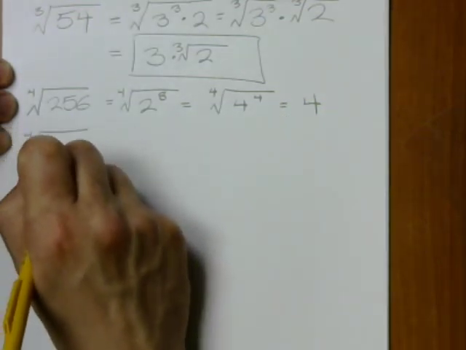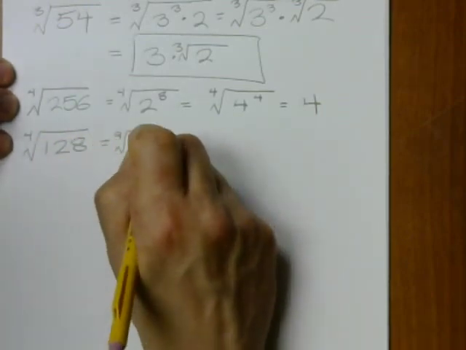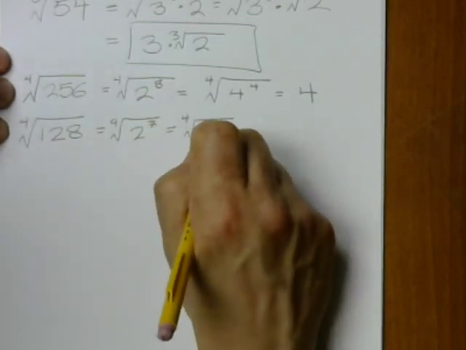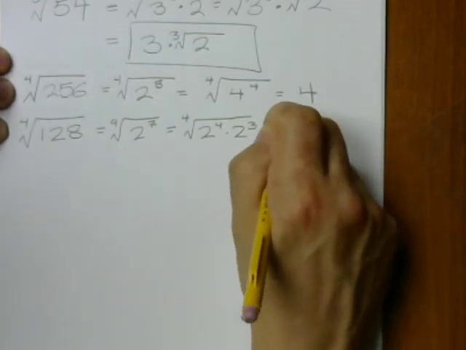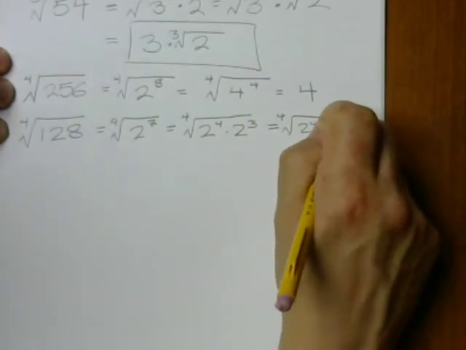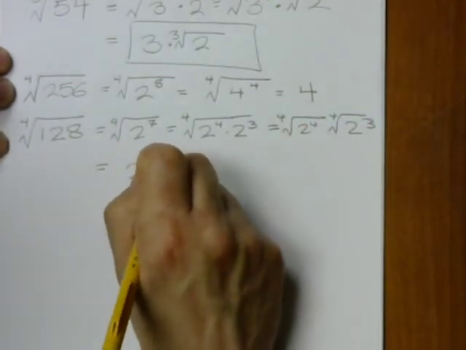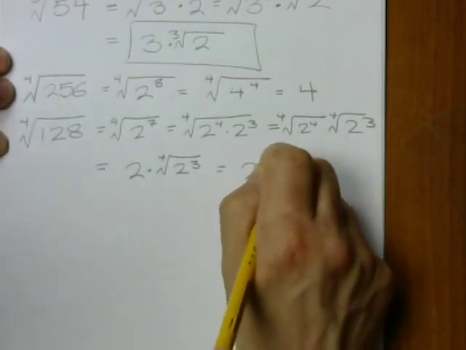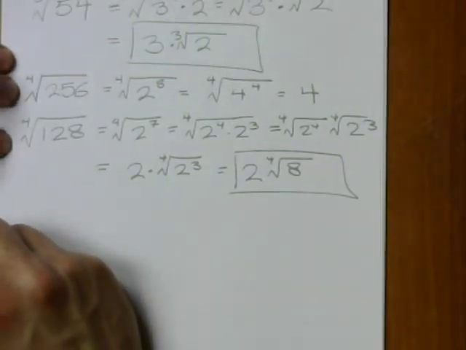If I want the fourth root of 128, though, what do I want? Well, this is going to be 2 to the 7th. The best I can do is write this as 2 to the 4th times 2 cubed, which is going to be the fourth root of 2 to the 4th times the fourth root of 2 cubed, which is just going to be 2 times the fourth root of 2 cubed. That's a lot of small numbers, so I'll write it like that. And that's really the absolute best that I could do.